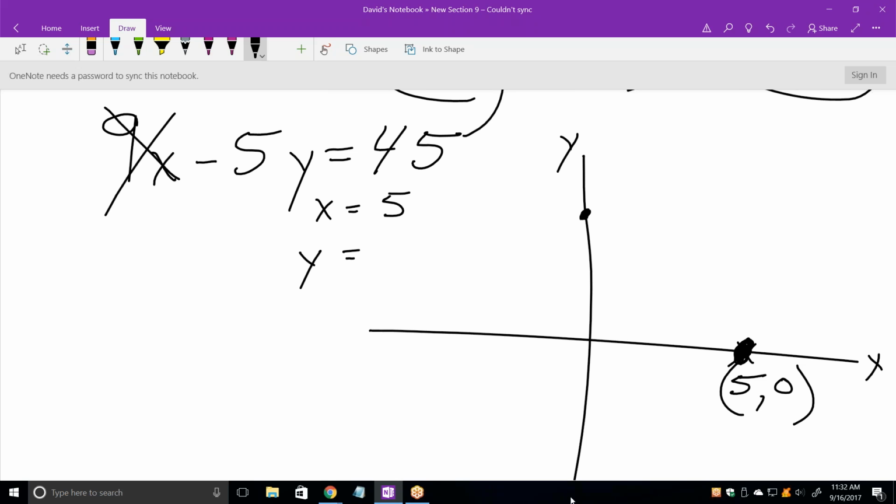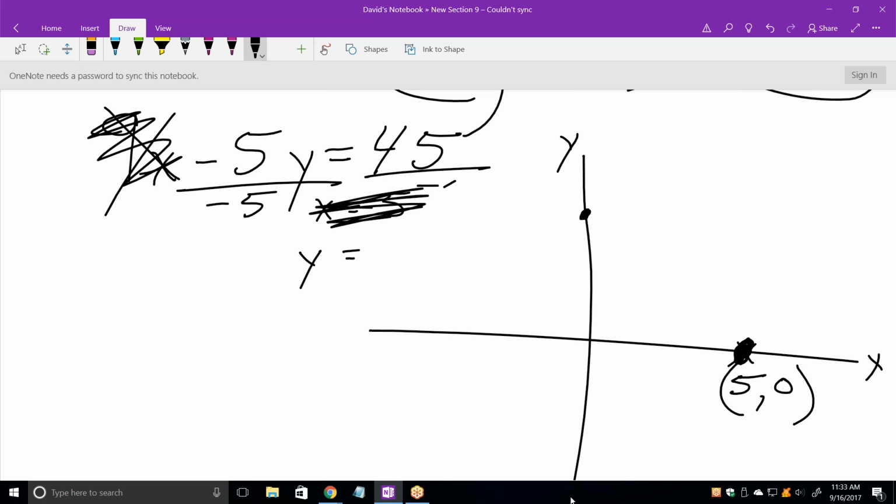Wait, hold on. So it's minus 5y equals 45, so it would be 40? Y equals 40? No, you have to divide both sides by minus 5. When solving that equation, you do the opposite of everything that's affecting y. Right now, y is being multiplied by minus 5, so I'm going to divide by minus 5, and divide the other side by the same thing. That totally crosses that out. You get y equals minus 9.